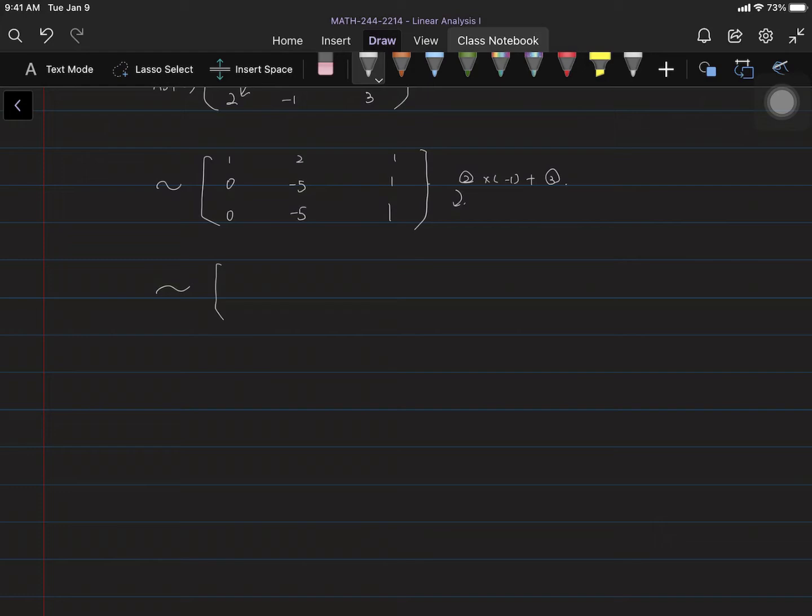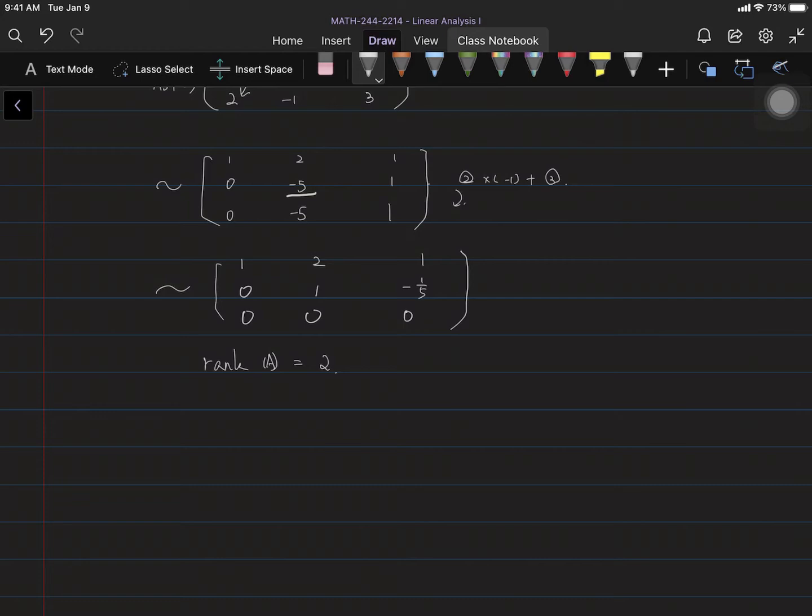Because they're the same thing, you can just make row 3 to be 0. And in order to make the second row into row echelon, we need to change this number into 1, so we need to divide by -5. So this is the row echelon form. From here we can see the rank of this matrix is 2, because there are 2 non-zero rows.